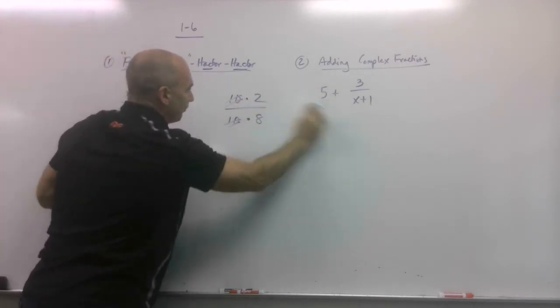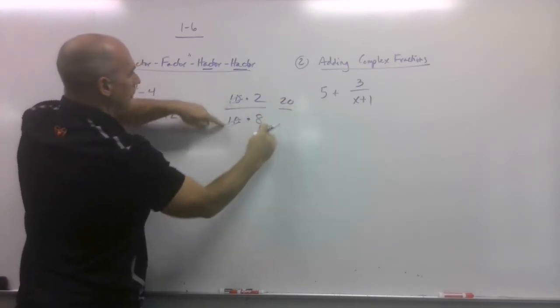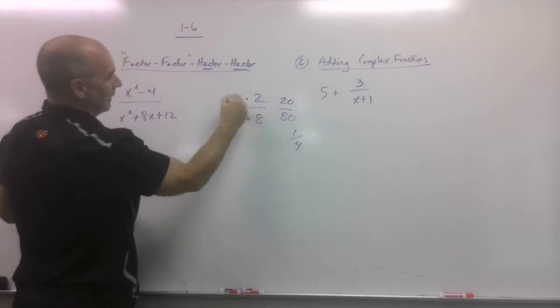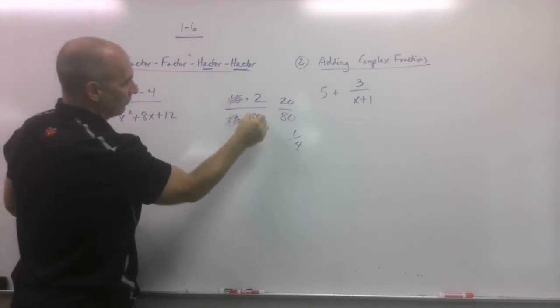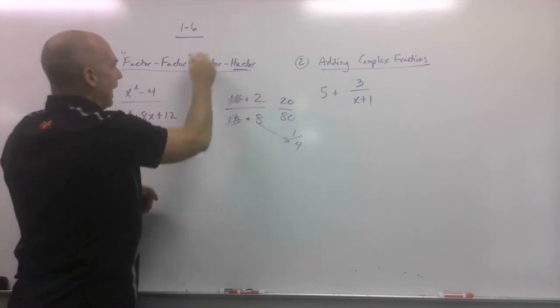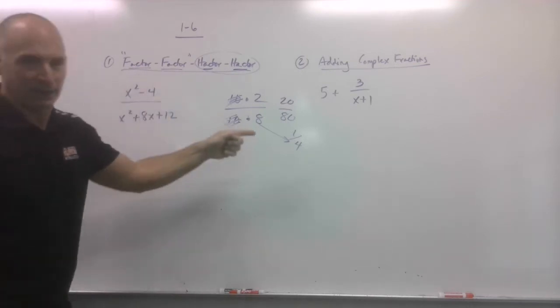See, then, if I did the math, I'd have 20 over 80, which reduces to 1/4. But if I just canceled the tens out, then I'd have 2/8, which is 1/4. So if these are connected by multiplication, you can factor. That's why you have to factor, factor, then hactor, hactor.